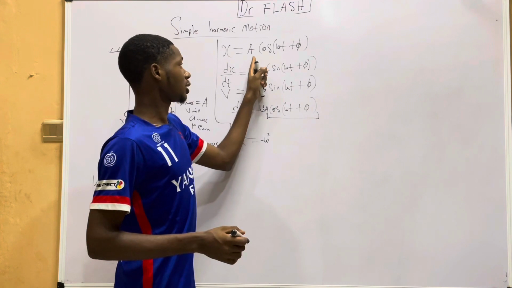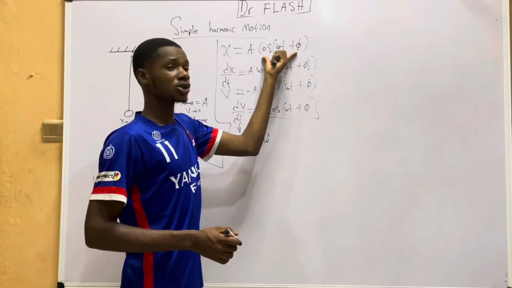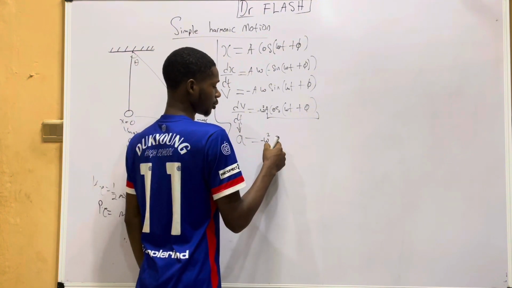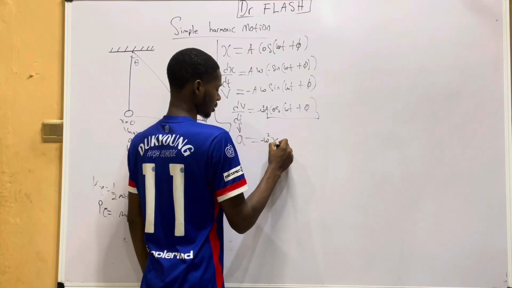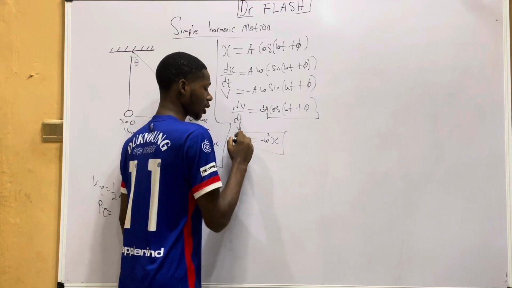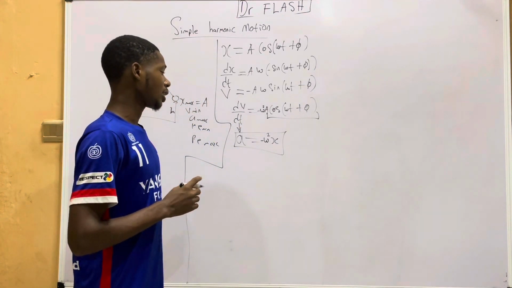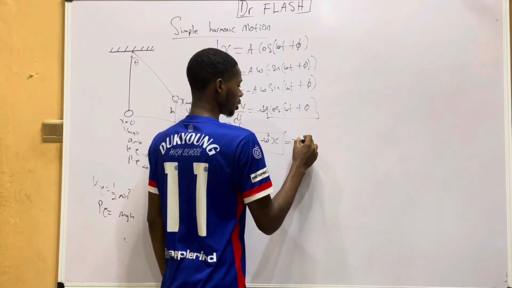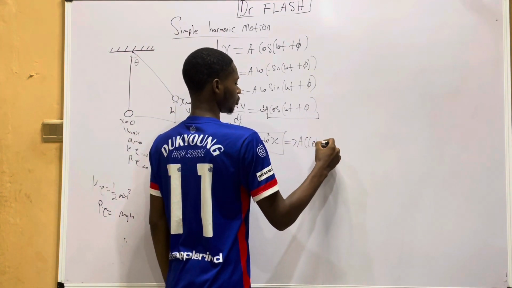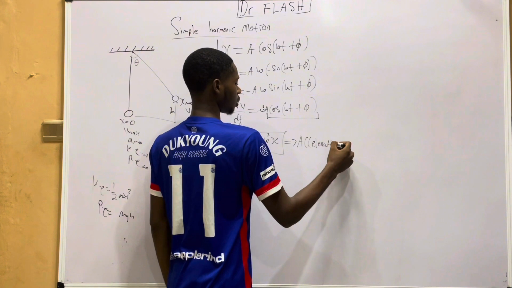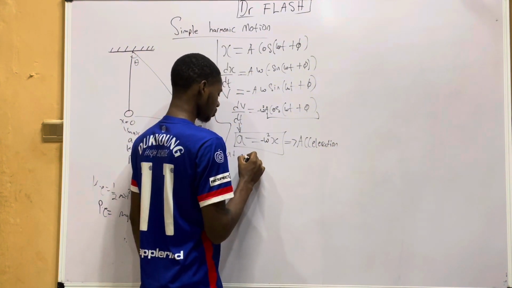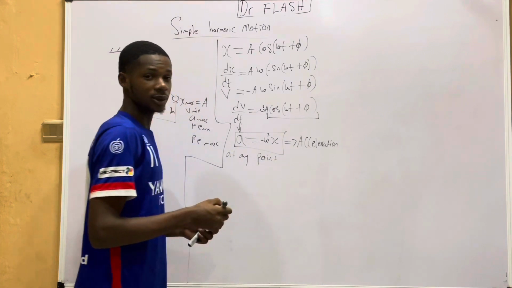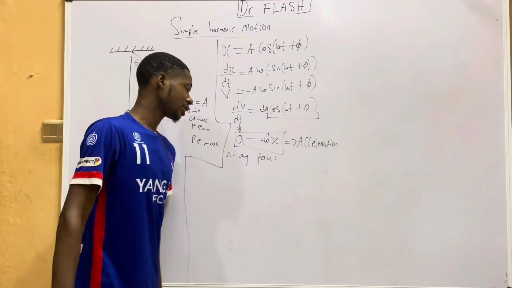That's x equals a cos wt plus phi. So this whole a cos wt plus phi will be replaced as x. So I'm going to get minus w squared x. Okay, now this is the formula for calculating the acceleration, at any point in time, for a simple harmonic motion. Acceleration at any point in an SHM. That's the formula for calculating the acceleration.